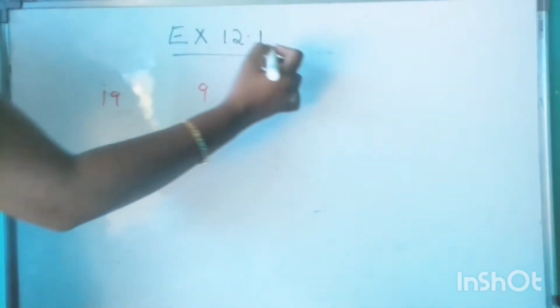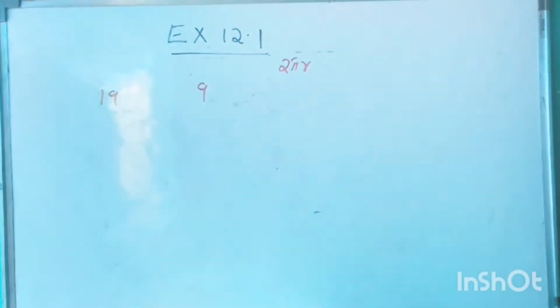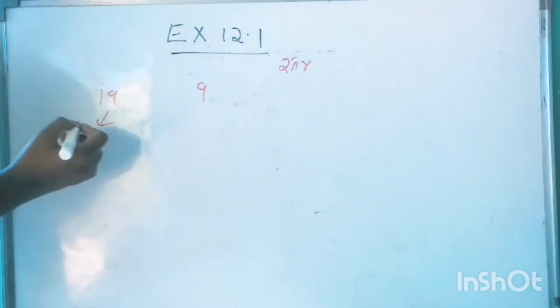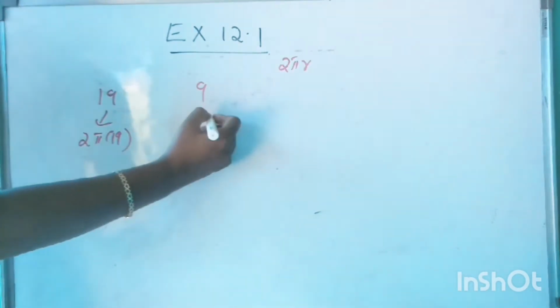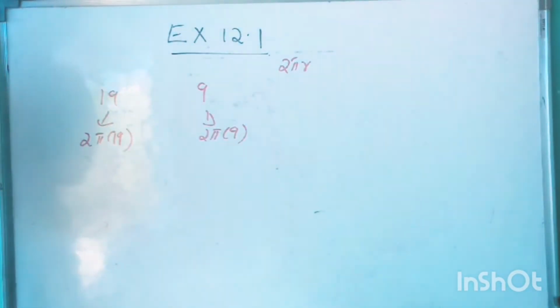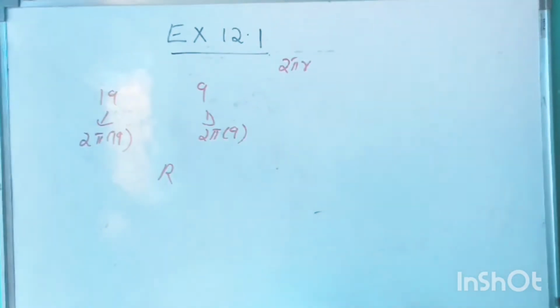And we know that the circumference of a circle with radius r is equal to 2 pi r. Then the circumference of this circle is equal to 2 pi into 19, and the circumference of the second circle is equal to 2 pi into 9. And let capital R be the radius of the third circle.